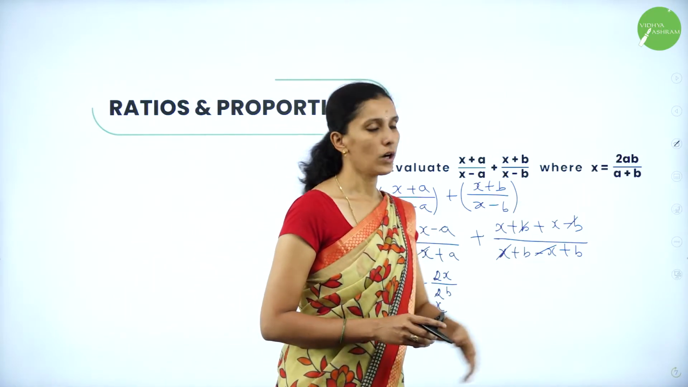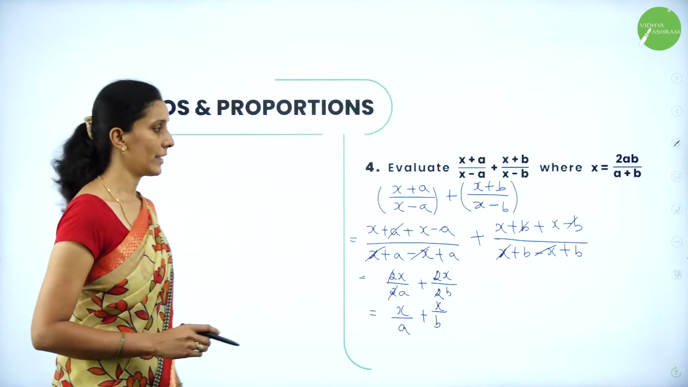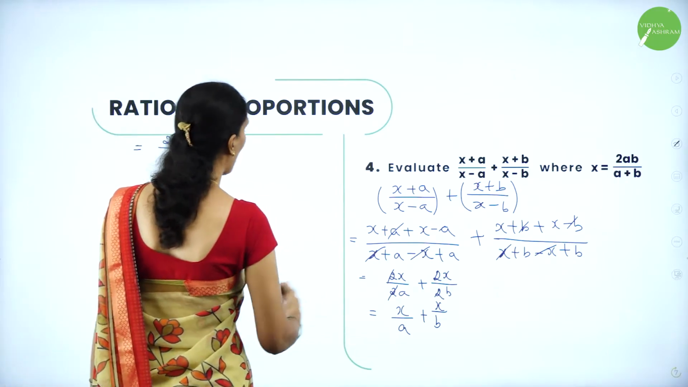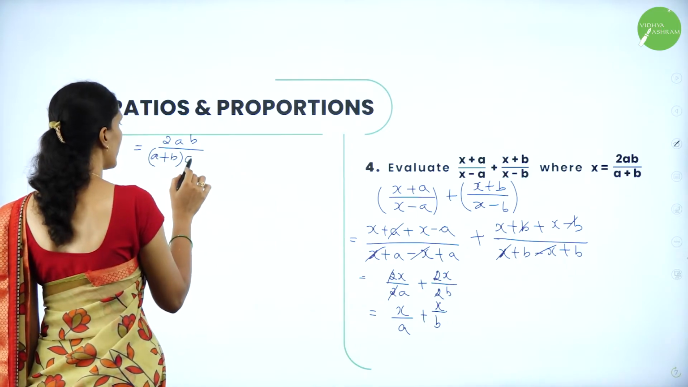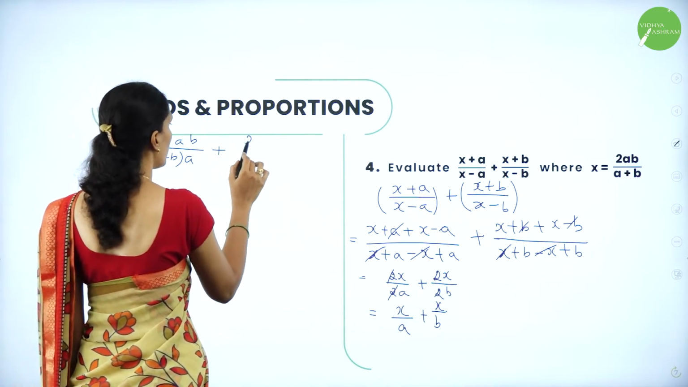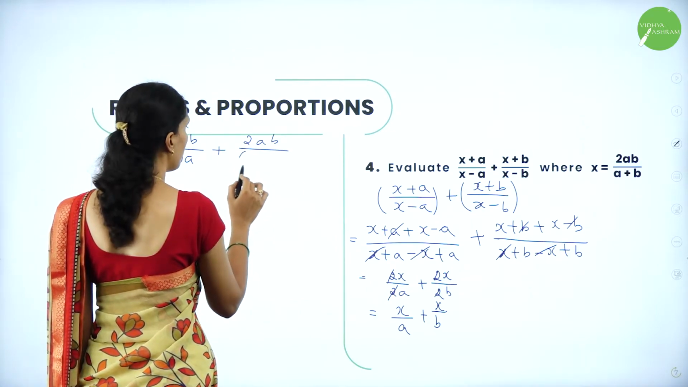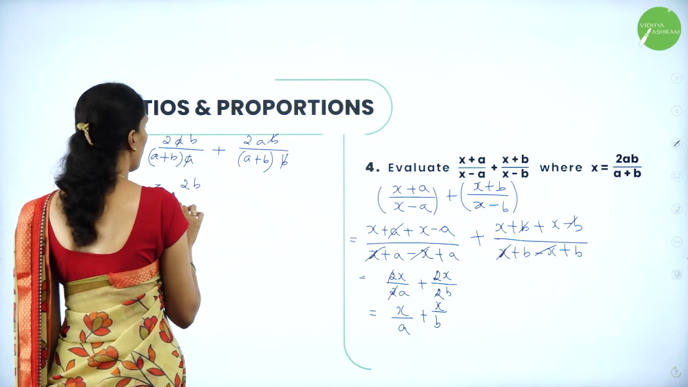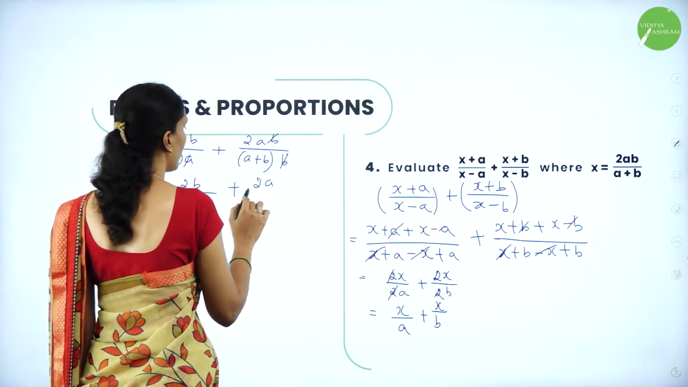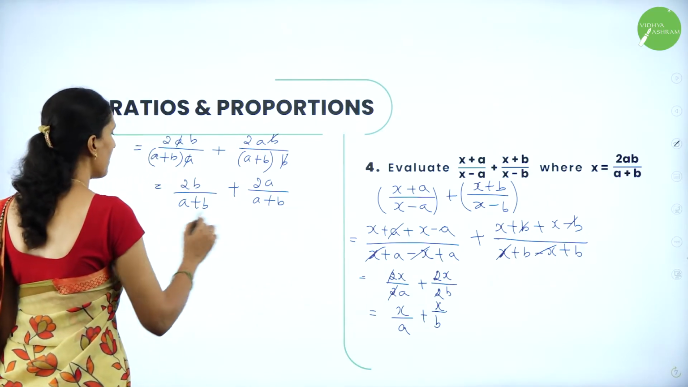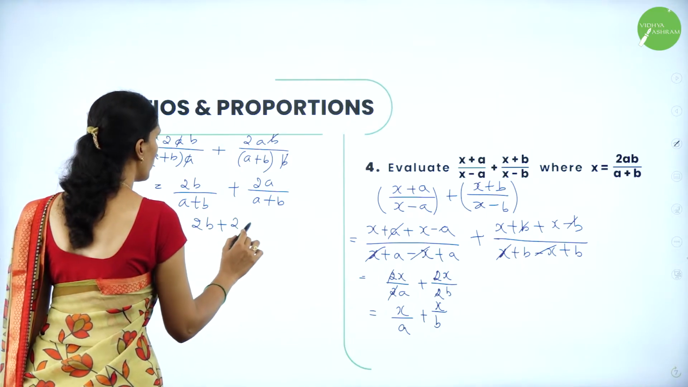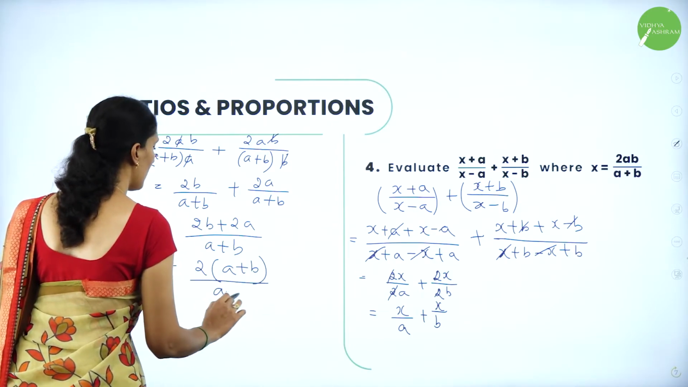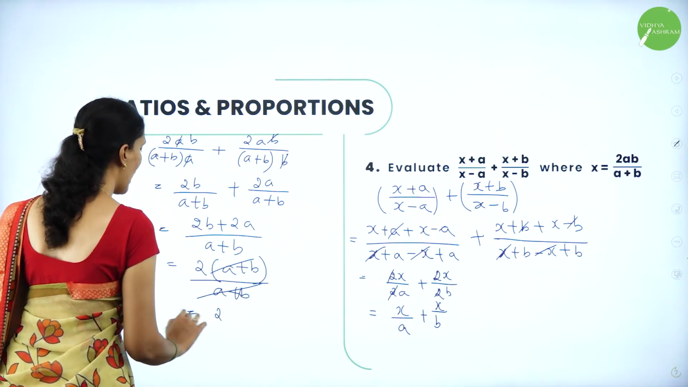Next, they have given x is equal to 2ab divided by (a plus b). Substitute the value of x here. So, it is 2ab divided by (a plus b), and in the denominator you have a, so you can write (a plus b) into a. Similarly, for the other term, that is 2ab divided by (a plus b) into b. B cancels here, a cancels. It is 2b by (a plus b) and here it is 2a divided by (a plus b). Same denominator, you can add the numerators: (2b plus 2a) divided by (a plus b). Take the common factor, you will get 2(a plus b) divided by (a plus b). So, a plus b cancels, and your value is 2.